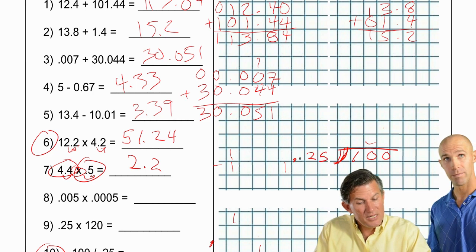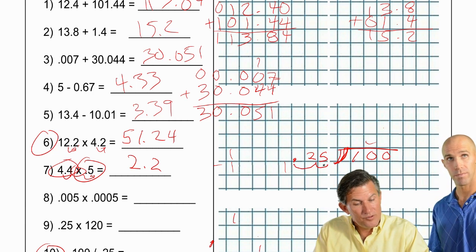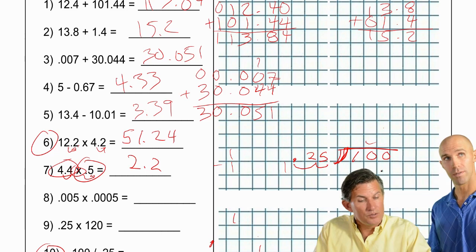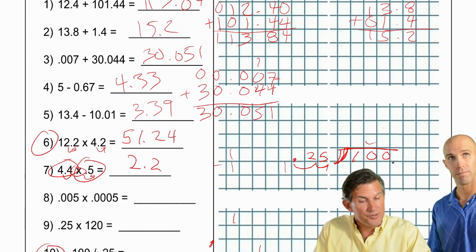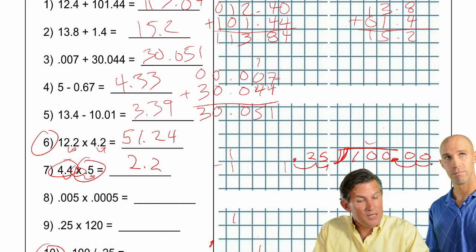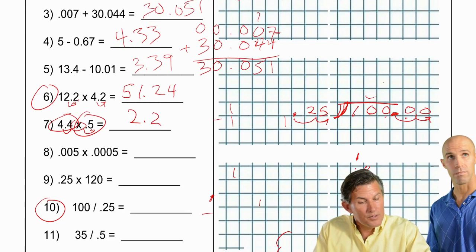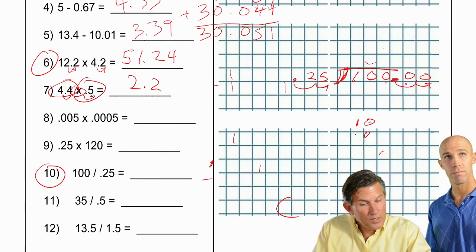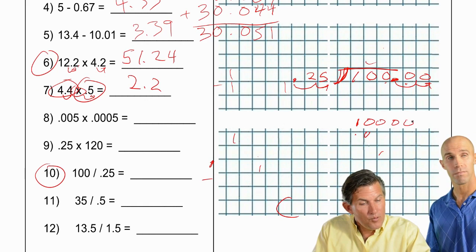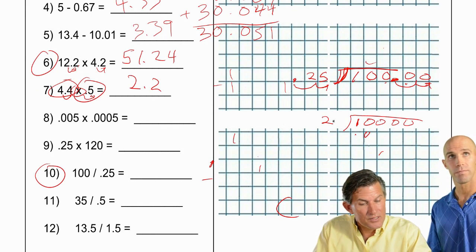How many times do I have to move it over to make it a full 25? 2 times. So where's the decimal in 100? It's here, 100.00. So when you move it over 2 times, now you've got a 1 with 1, 2, 3, 4 zeros, under the bar, and now you've got 25 on the outside.